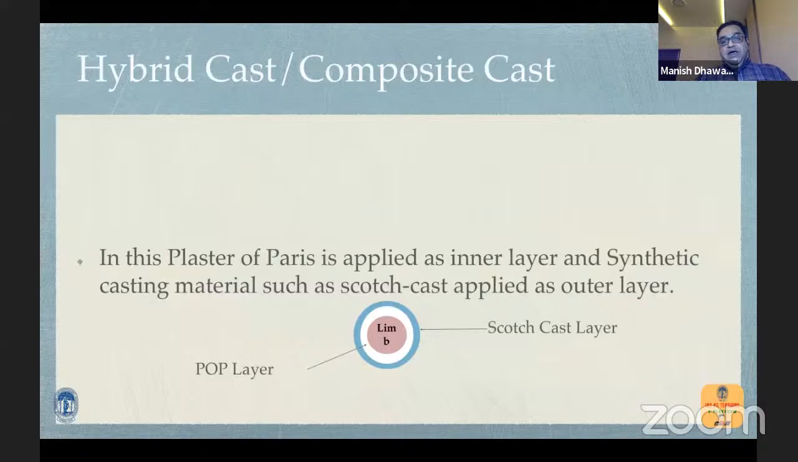Now, what are the hybrid cast or composite cast? It's nothing but an application of POP plus synthetic cast. So in this, plaster of Paris is applied as an inner layer and synthetic cast material such as Scotchcast is applied as an outer layer. So it's a hybrid variety.